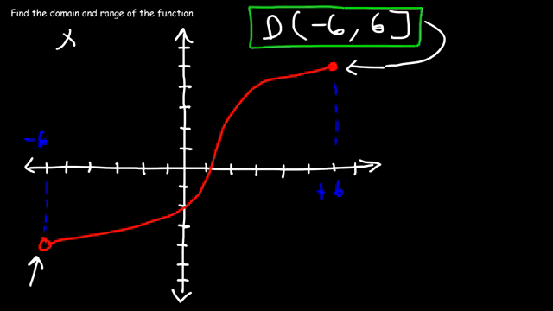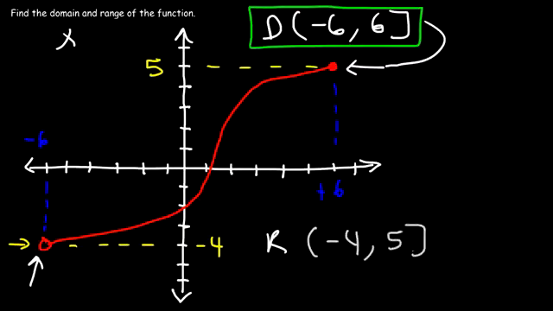Now what about the range? So let's focus on the y values. The lowest y value occurs at -4. And the highest y value occurs at 5. But -4 is not included. So it's going to be -4 to 5. But 5 is included. So that's the range for this particular function.